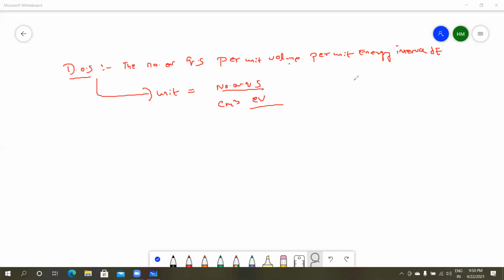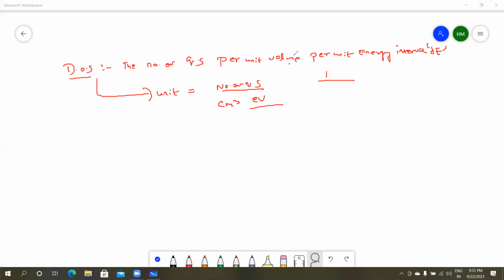The unit is basically centimeter power minus 3 electron volt minus 1. Okay, so you can find the unit. One can write this definition, or the unit of the density of states. So density of states, I will repeat this: the number of quantum states that is available per unit volume, per unit energy interval dE.